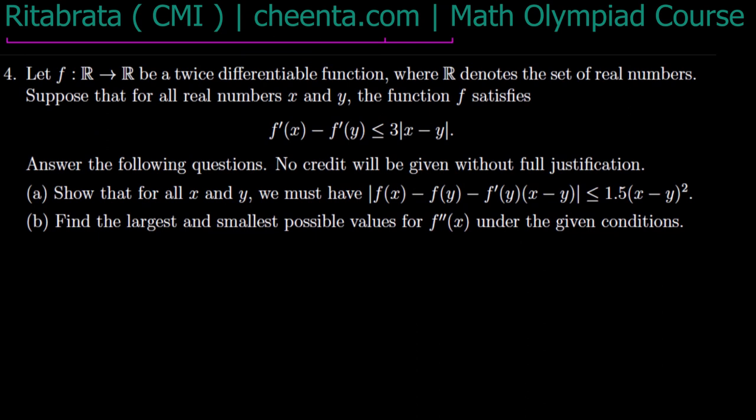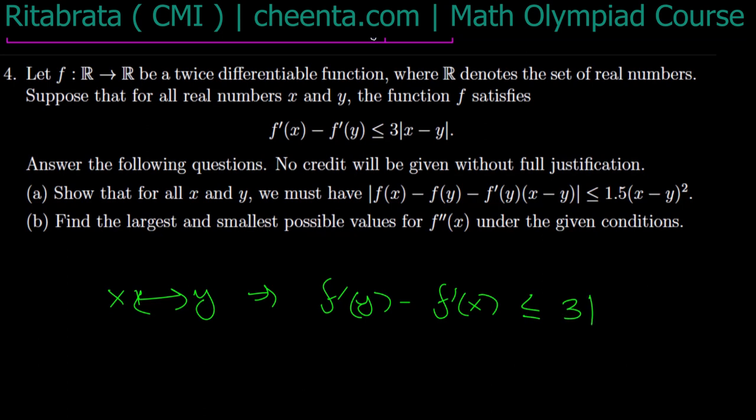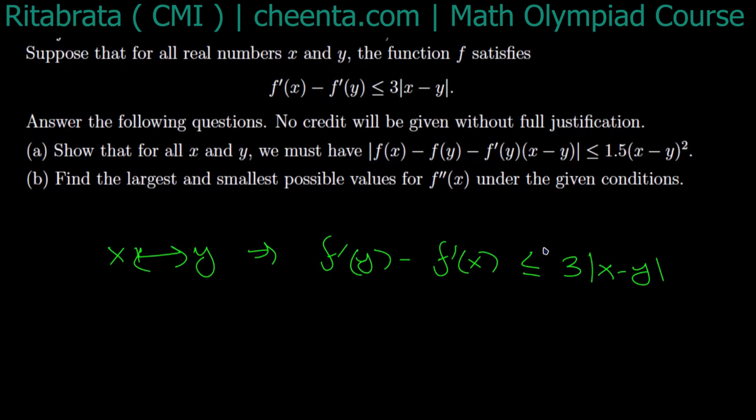One immediate thing to observe is that if we interchange x with y, the expression on the RHS doesn't change. So interchanging x and y gives f dash y minus f dash x less than or equal to 3 times mod of y minus x, and that is the same as 3 times mod of x minus y. So this non-negative quantity, 3 times mod of x minus y, is bigger than or equal to f dash x minus f dash y and the negative of that also. So from that we get that mod of f dash x minus f dash y is also less than or equal to 3 times mod of x minus y.